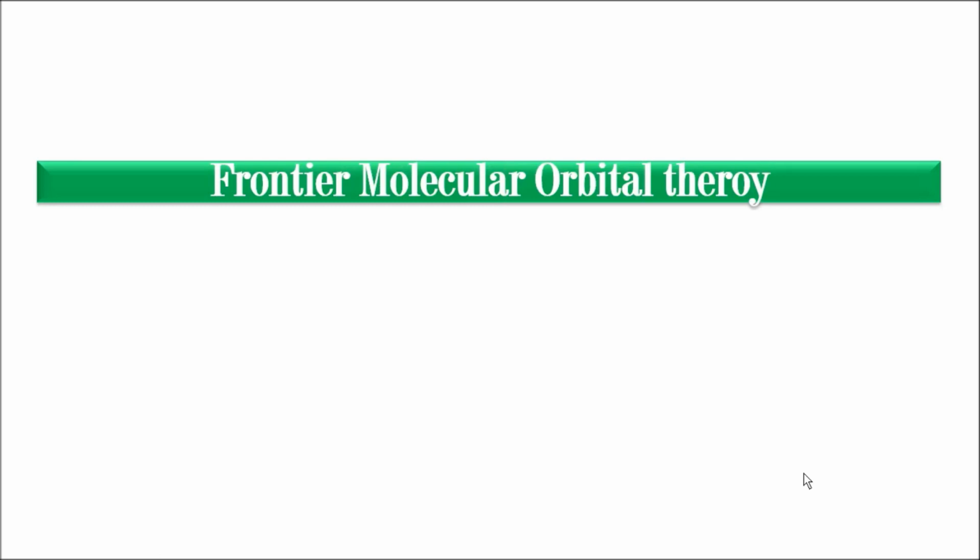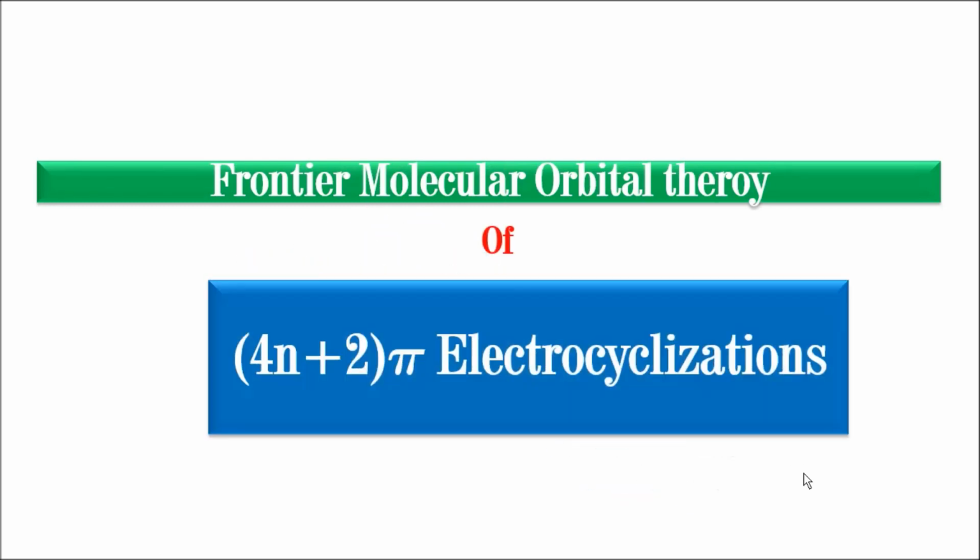Today's topic is frontier molecular orbital theory of 4n plus 2 pi electrocyclizations. The last video was about frontier molecular orbital theory of 4n pi electrocyclizations. So let's recall some basic concepts. In frontier molecular orbital theory, first you have to know what the frontier molecular orbitals are. HOMO and LUMO are called frontier molecular orbitals.